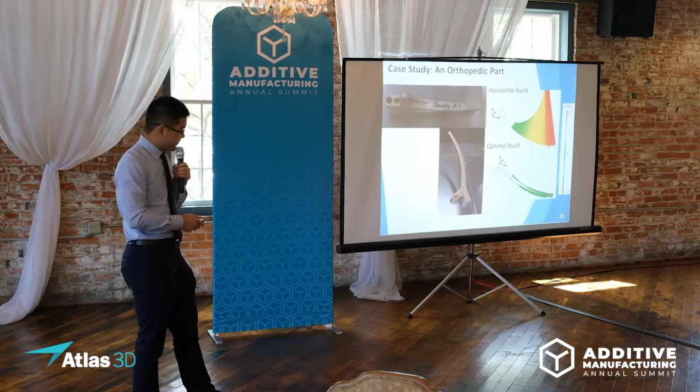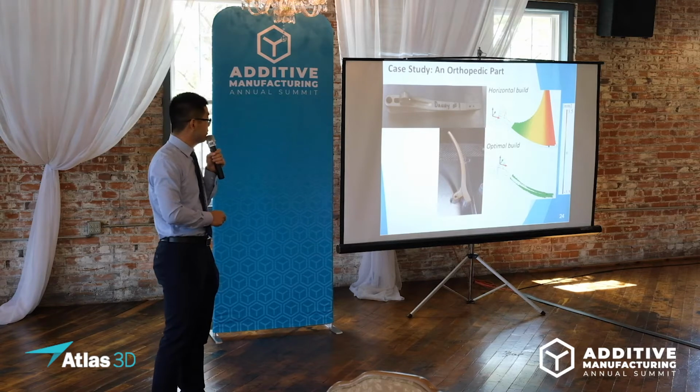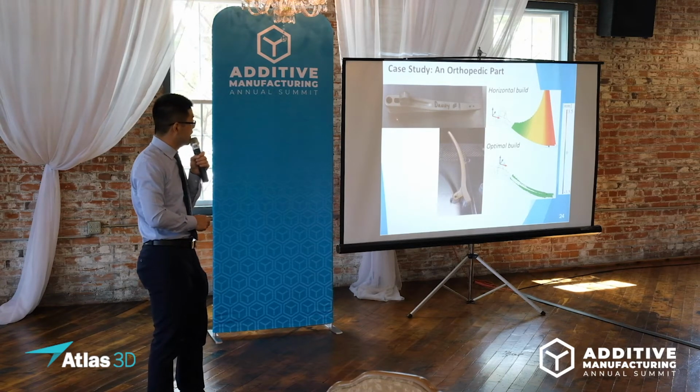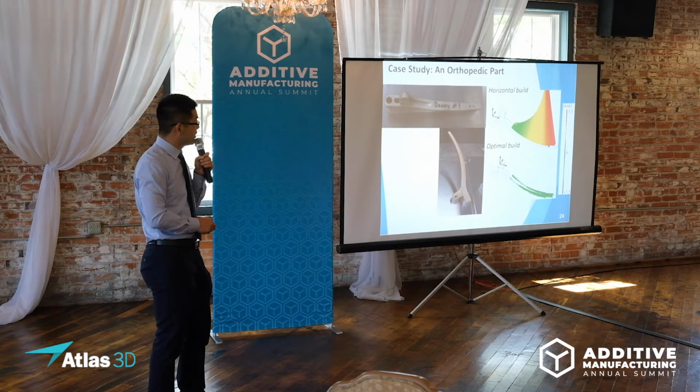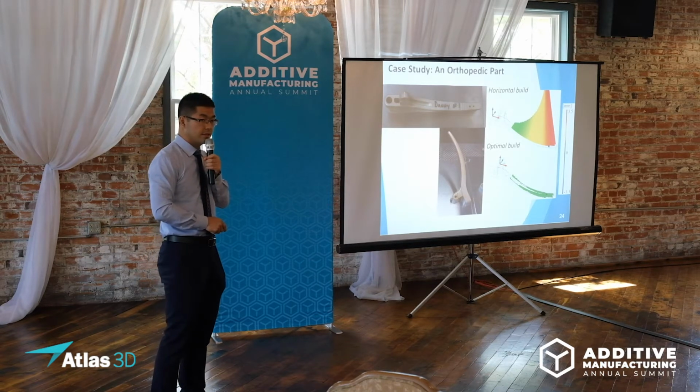For this other part, it's the orthopedic part. You can see that if we build it horizontally, we will get a very large distortion, which is about 3.5 millimeters. And when we build with this optimal orientation, we almost get 0 distortion.